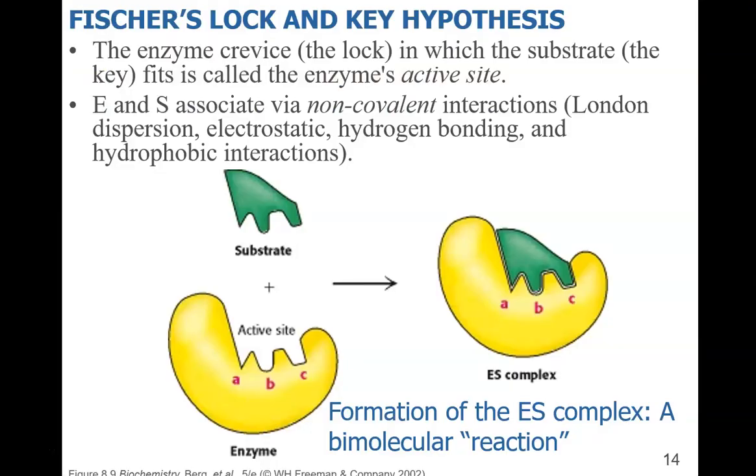So we are going to start out with Fischer's lock and key hypothesis, which is not strictly accurate, but in terms of what we're doing today, it's a fine model for us. We can envision that the enzyme, so here we have a folded protein where we have an active site, and we have a substrate, a reactant that binds to the active site on the enzyme. So we consider the enzyme to be the lock and the substrate to be the key. So the substrate binds to the enzyme's active site. And we form this enzyme-substrate complex.